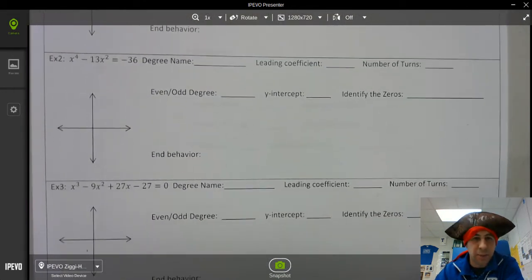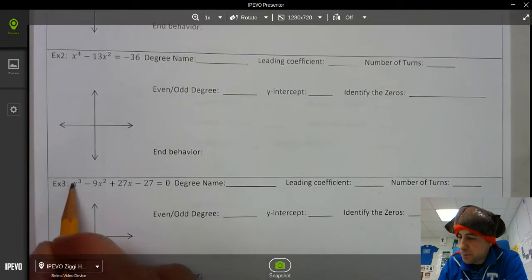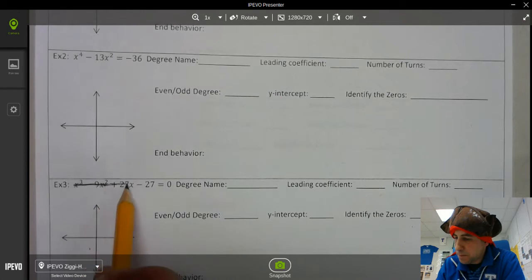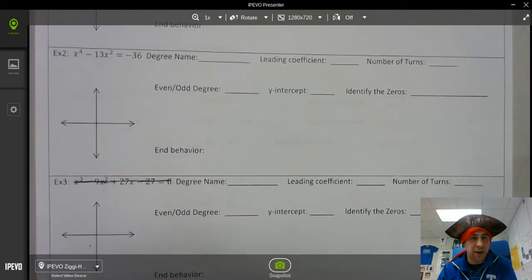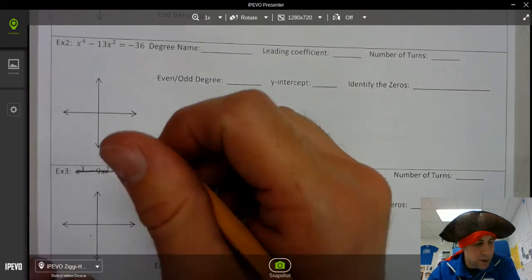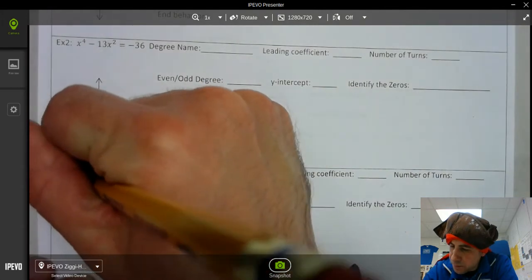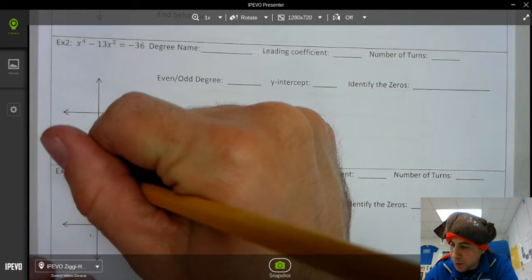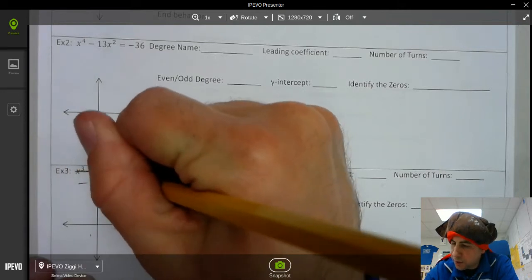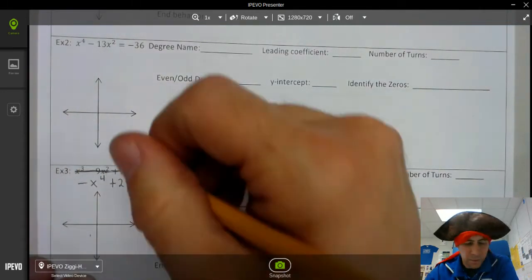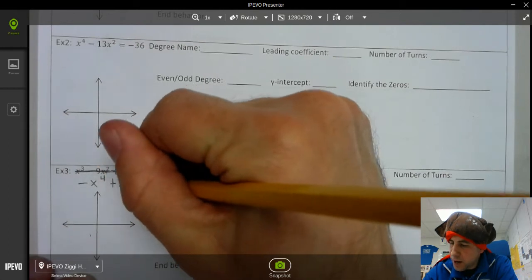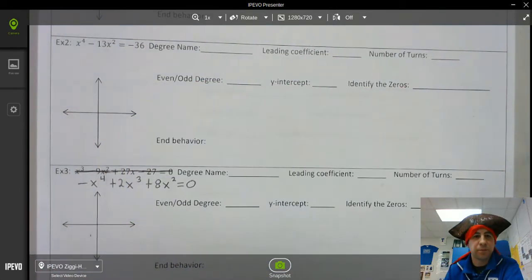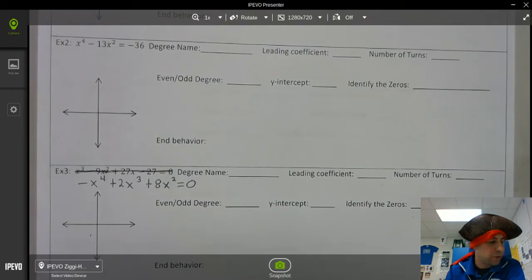Second mistake, example 3, mark out this, and it should say negative x to the 4th power plus 2x cubed plus 8x squared equals 0. Okay, so that was mistake number 2.